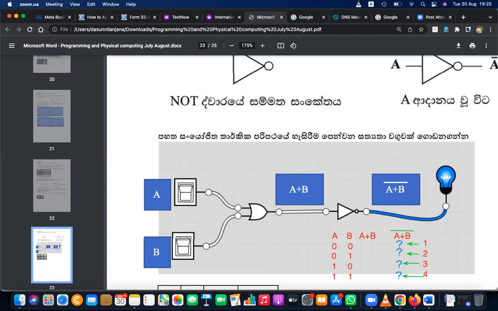And then let's say the ABCD. 1 is A, 2 is B. You have to find this ABCD, right? 3 then C, 4 then D. Okay, send me the answers.